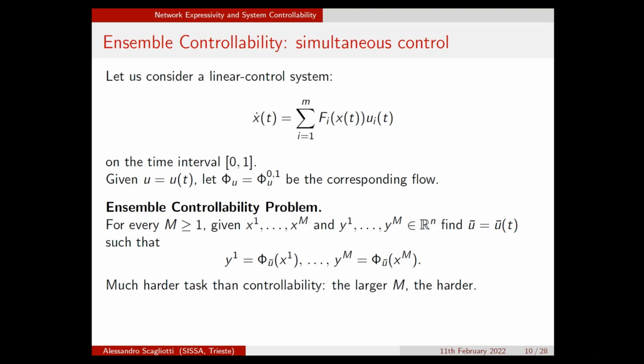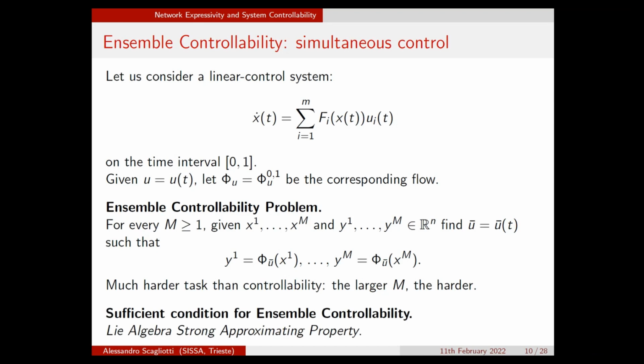Okay, if for every m greater or equal than 1, and for every choice of initial ensemble and of target ensemble, we can do this job, we will say that the system is ensemble controllable. Now, the sufficient condition for the ensemble controllability is exactly the Lie algebra strong approximating property.